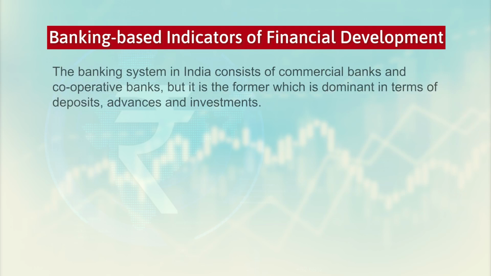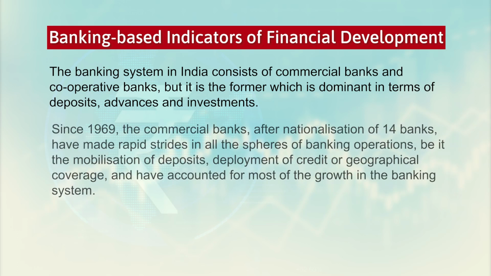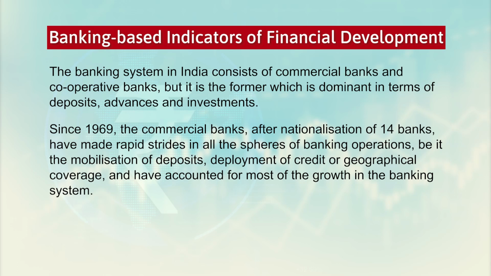Now, the banking system in India consists of mainly the commercial banks and the cooperative banks. But it is basically the commercial banks which are dominant in terms of deposits, advances, investments, etc. Since 1969, the commercial banks, after the nationalization of the 14 banks, have made rapid strides in all spheres of banking operation, be it in the mobilization of deposits, in the deployment of credit or geographical coverage, and they have basically accounted for most of the growth in the banking system.